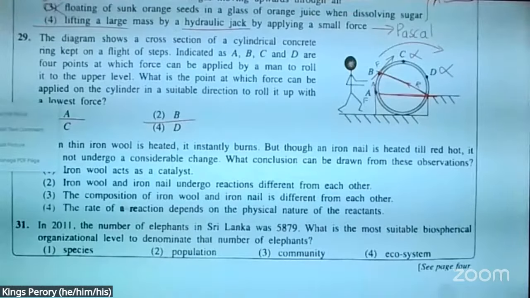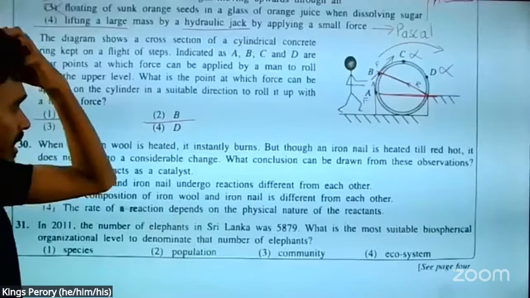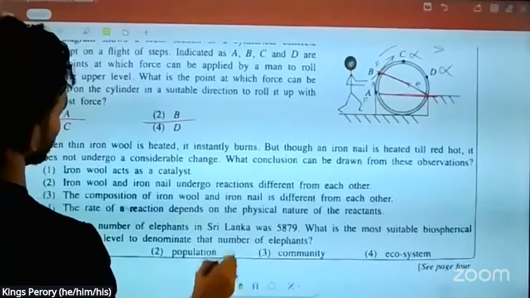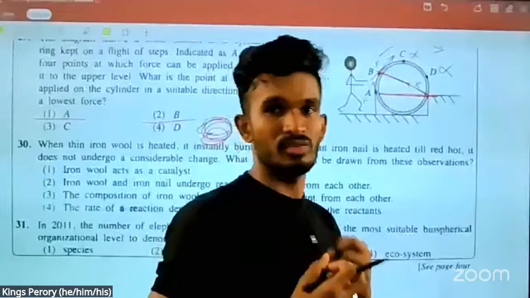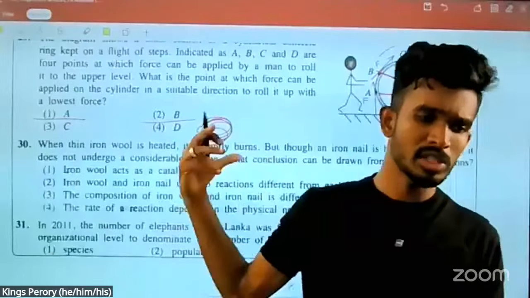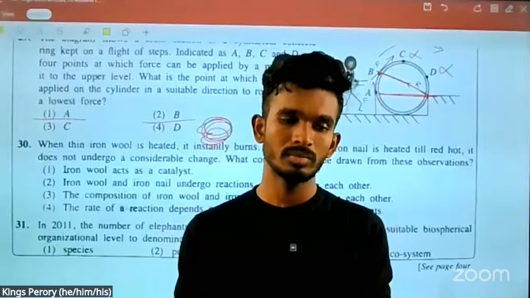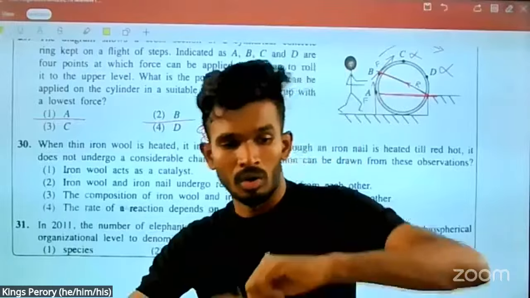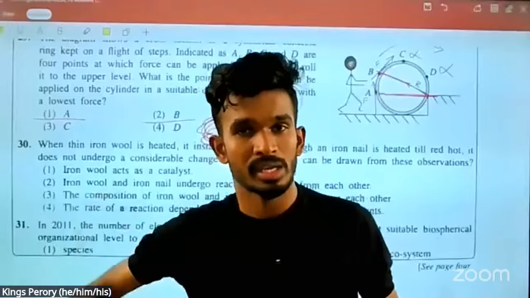Last question. When thin iron wool is heated, it instantly burns. Usually iron won't burn, but when it is made into iron wool, it burns. Why does it burn when it is made into iron wool? Its surface area increases. All the iron gets exposed. Surface area increases when you make the iron into a wool.